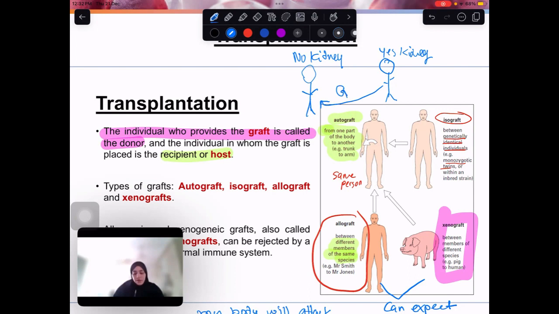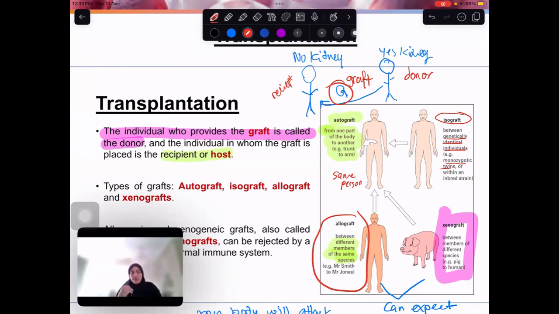The person who is going to be getting the kidney is going to be called the recipient. It's going to be receiving. The person who is going to be giving it is the donor. He's the one donating. And then this kidney, the small kidney, is known as the graft, the thing that is being donated. Okay, so this is the picture.